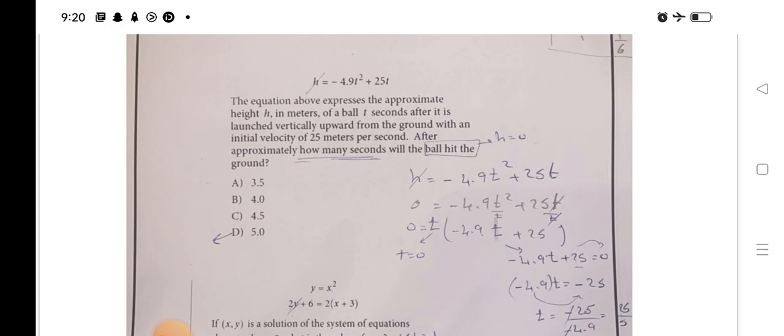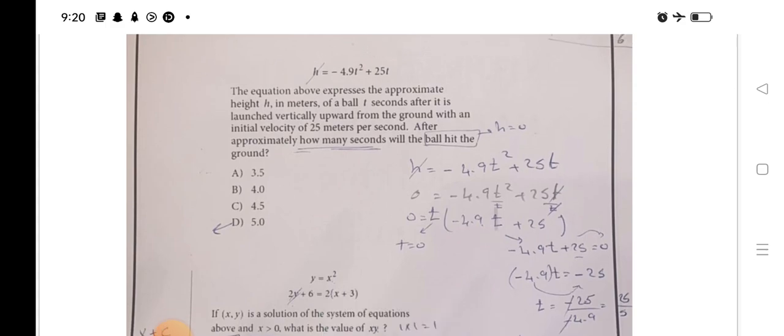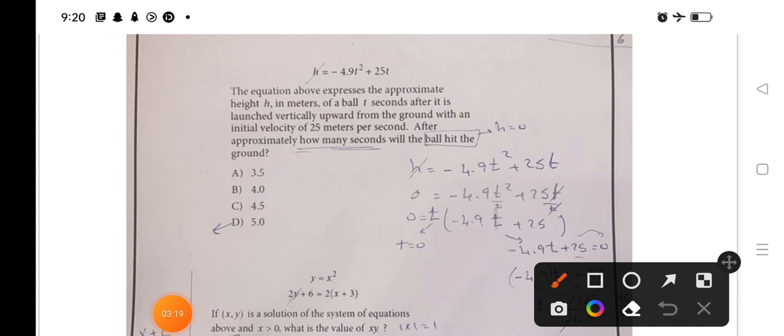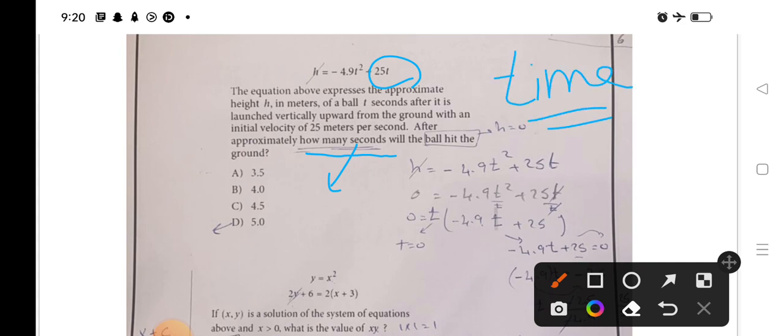Okay, we have here an equation as you see, and he tells me that the velocity is 25 per second. It's mentioned here. We have two important pieces of information. I have how many seconds. The required is seconds. Seconds means time, so I will solve for time. And I have another piece of information: when the ball hits the ground.